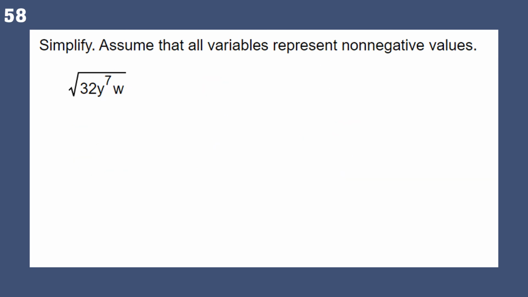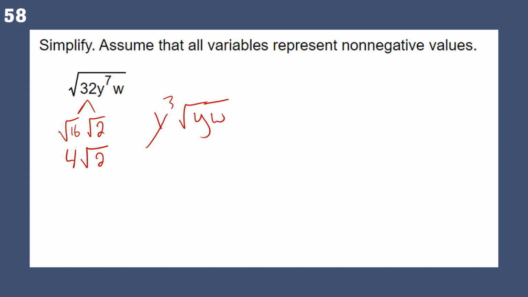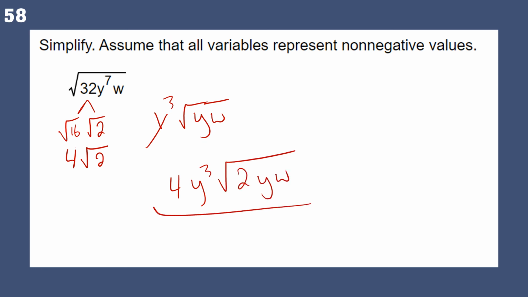Simplify. So the square root of 32 doesn't come out nice, but the square root of 16 does. And after all, the square root of 32 is just the square root of 16 times the square root of 2, and the square root of 16 is 4. Now, y to the 7th? y to the 7th isn't going to come out very nicely. In fact, we're going to end up with 3 pairs with 1 y left over. And then the w also can't pair up with anybody because it's all by itself. So now we're going to combine these two and we get 4y to the 3rd square root of 2yw.